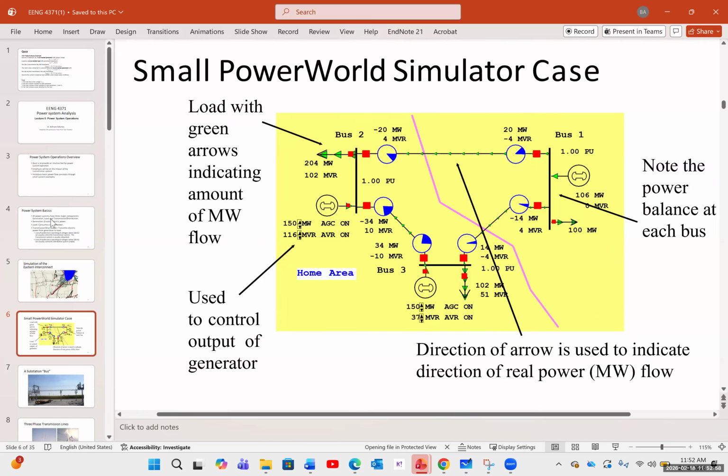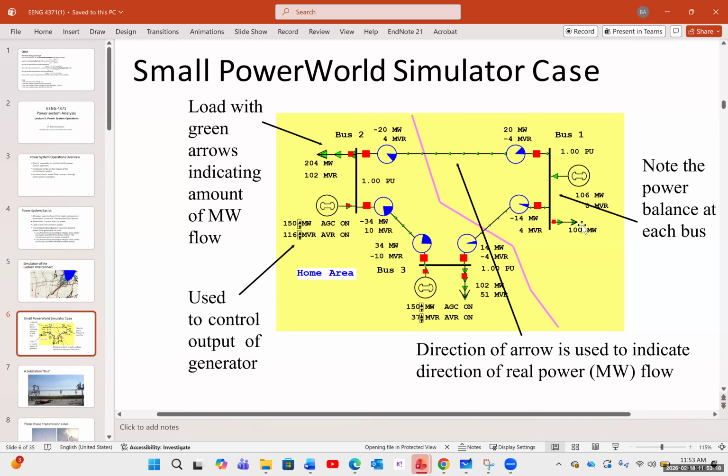We use the circle as a symbol of generator. So we have one generator here in this bus and one load, simulated with one load. I have another bus over here. This is bus number 2, bus number 3, and bus number 1.